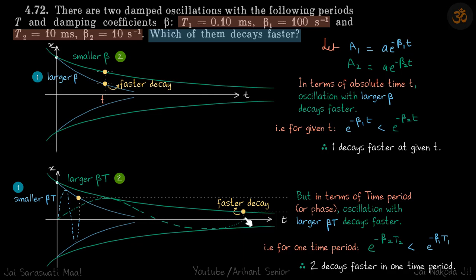And you can see in the diagram also, in one time period, this has decayed more than this. Let's read that. But in terms of time period or phase, the oscillation with larger beta T decays faster. That is, for one time period, e raised to power minus beta 2 T2 is less than e raised to power minus beta 1 T1. Therefore, 2 decays faster in one time period. So our answers are different based on the absolute time or based on one time period of each.